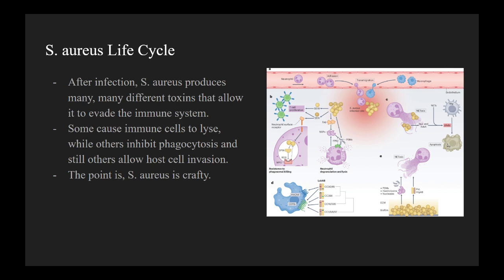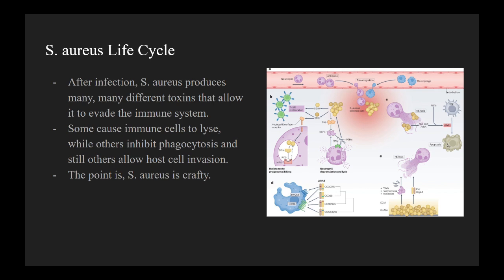So a lot of different ways, but essentially after infection, S. aureus has many different toxins that it can release from the cells, and these in various ways help it evade the immune system that's coming to attack it. Some cause the immune cells to lyse or die off, while others inhibit phagocytosis. If you remember, phagocytosis is when an immune cell comes and swallows up a bacterium and then starts destroying it by shooting a bunch of enzymes at it that break it down. So it can inhibit that process, and some other toxins can allow it to penetrate into host cells and insert themselves inside.